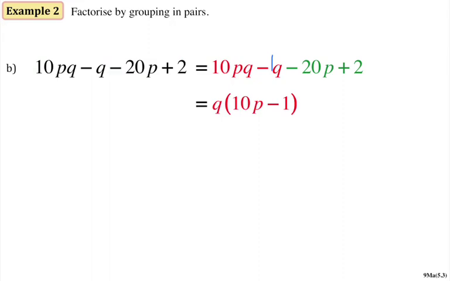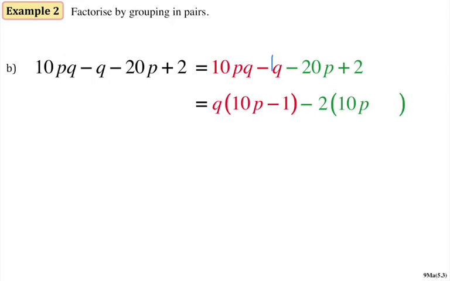Now if I look at the green parts, what's common? Well, 2 goes into 20 and 2 goes into 2. So 2 is common, but if I take out a common factor of 2, it's not actually what I want, because I'll end up with a plus 1 here and I want a minus. So I want to take out a common factor of minus 2. And let's see what happens.